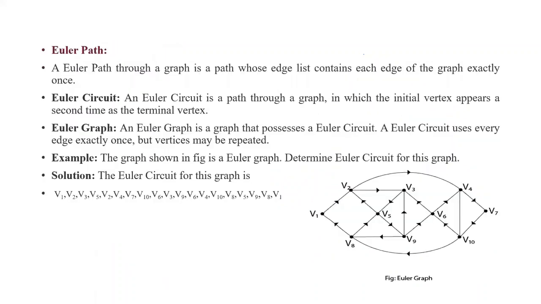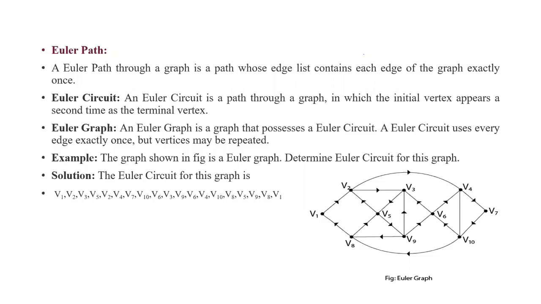Next, Euler path. An Euler path through a graph is a path whose edge list contains each edge of the graph exactly once. So for an Euler path, you have to travel every edge of the graph exactly once.